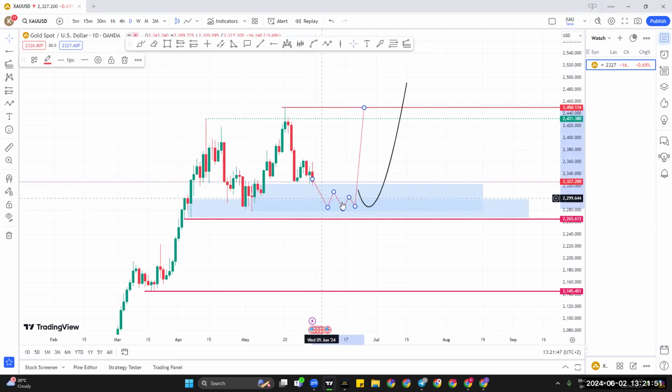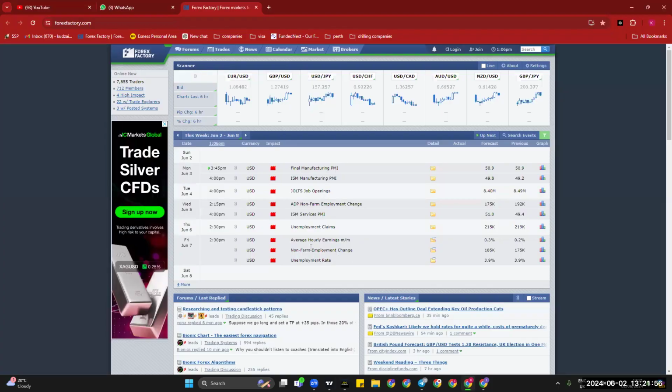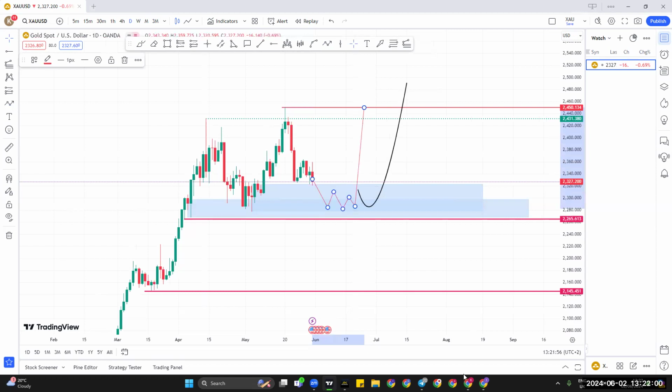That's the trade idea. According to what's happening this week, we do have non-farm on Friday. So we'll wait until non-farm to see the trade available on non-farm. But whatever happens, we are looking to buy gold in this blue zone.